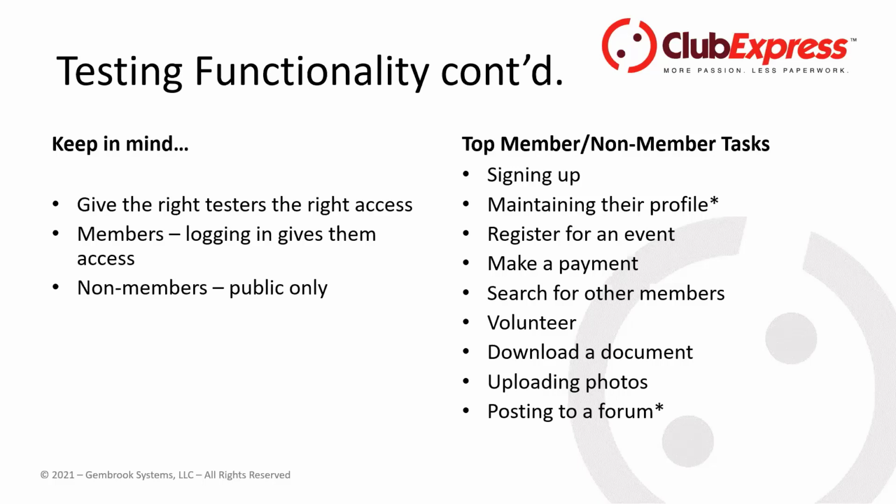Now, on the right-hand side, you're seeing your top member and non-member tasks. And there are a couple that have asterisks next to them. And that indicates that those are member-only functions. So you won't ever have the ability to test those from a non-member perspective. Those are things that you would be testing from a member perspective only.